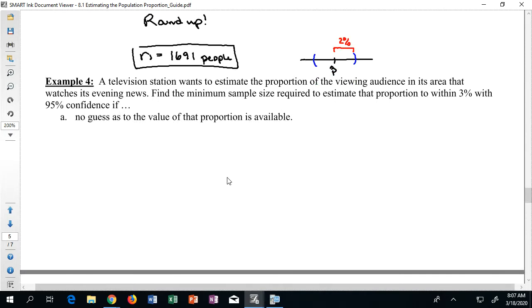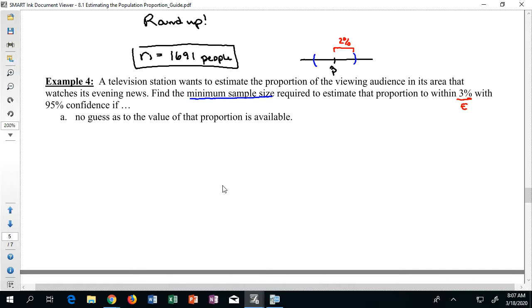Okay, so let's see what example 4 says. A television station wants to estimate the proportion of the viewing audience in the area that watches its evening news. So again, I'm looking for a mystery P. I want to find the minimum sample size. So it's not a hypothesis test, it's not a confidence interval, it's find a minimum sample size. And I want to estimate that proportion to within 3%, there's my E, with a 95% confidence level.